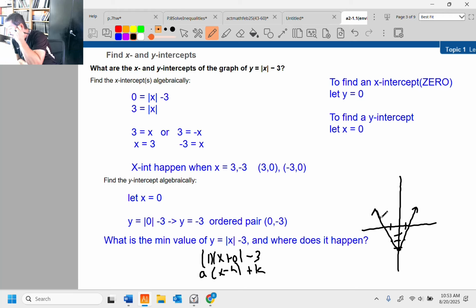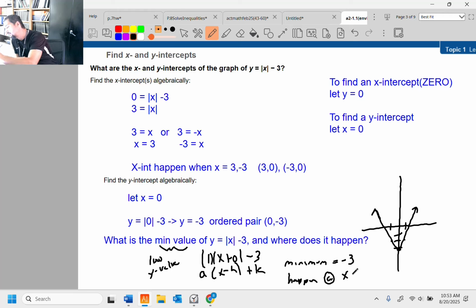Now, the minimum value of the absolute value of x minus 3 is negative 3. The minimum equals negative 3. Notice I didn't talk about x. The minimum is the y value. Remember that? It's the low y value. It does happen at x equals 0. It does happen there. That's one of the vocab terms. You know, what's a min, what's a max?